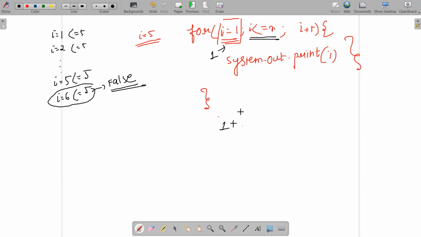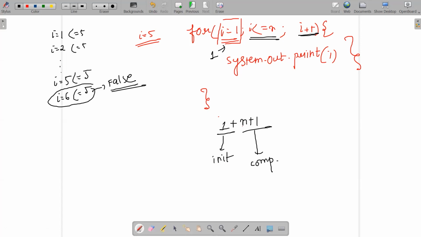So overall, how many times did we do it? We did the comparison n plus 1 times. Am I correct? Yes. For the initialization, this is for the comparison, right? Comparison. What about this? How many times is it going to happen? N plus 1.